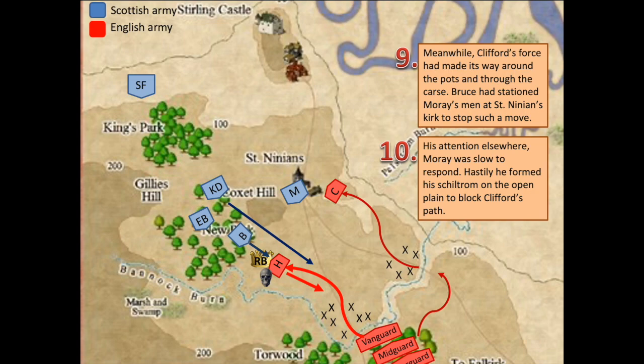Randolph's oversight was serious. It could have cost the Scots the entire battle. If his men had allowed Clifford to get through, then English forces could have come down, sweeping out of Stirling Castle along with Clifford's men to attack Bruce's army from the rear and catch him in a pincer manoeuvre, which would have been a disaster.